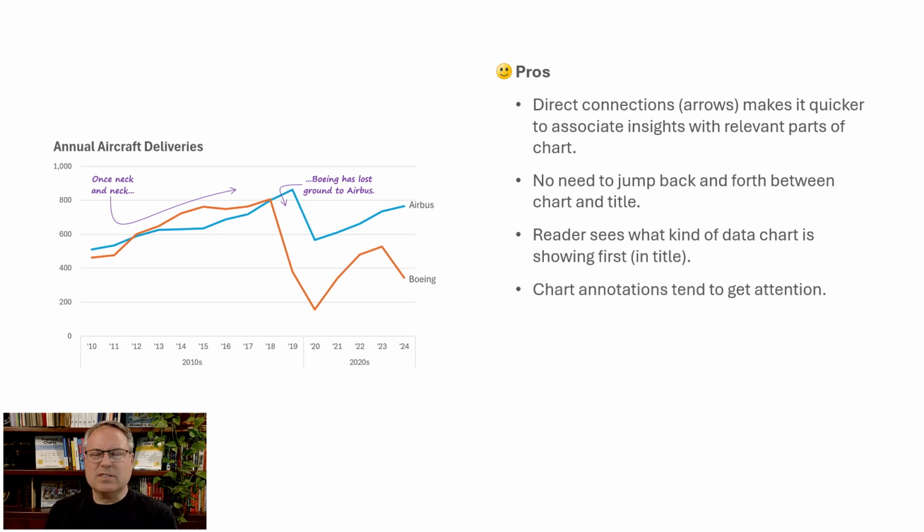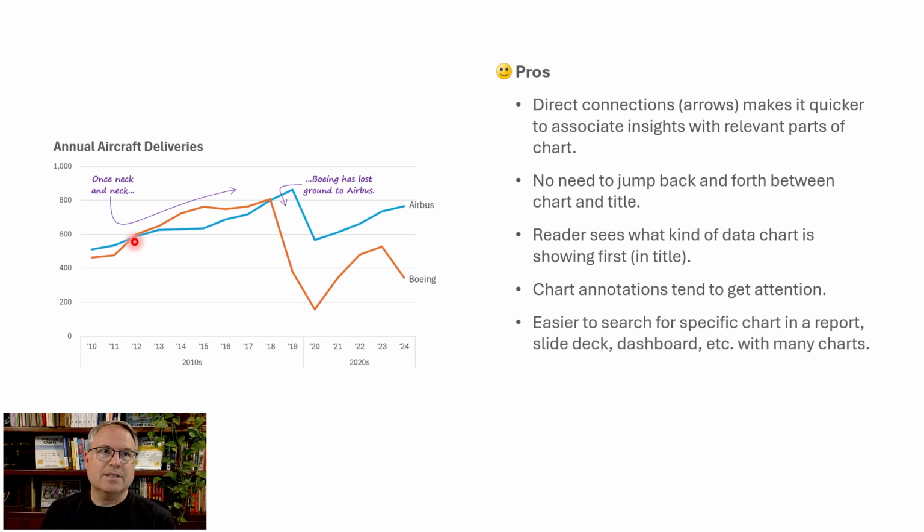And in my experience, it's anecdotal, it's not a big deal, but charts with annotations like this, especially if they're obviously annotations, like they're in a handwritten typeface or in speech bubbles, things like that, they tend to actually get a little bit more attention from audiences.